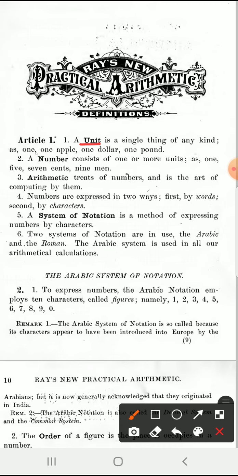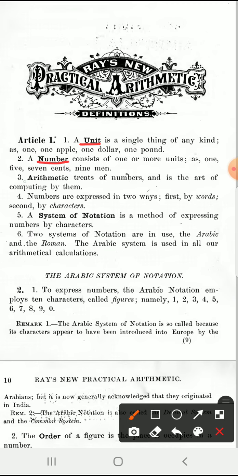In number 2, we have the definition of a number. A number consists of one or more units. As the number 1 itself is a number, 5 is a number, 7 cents is a number, and 9 men is also a number. A number consists of one or more units.